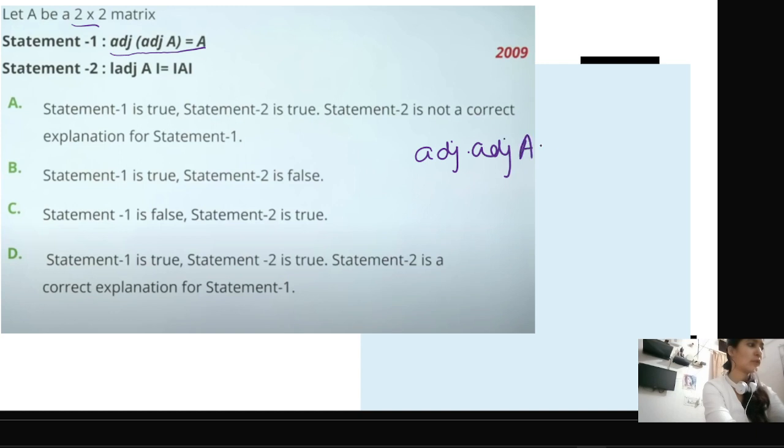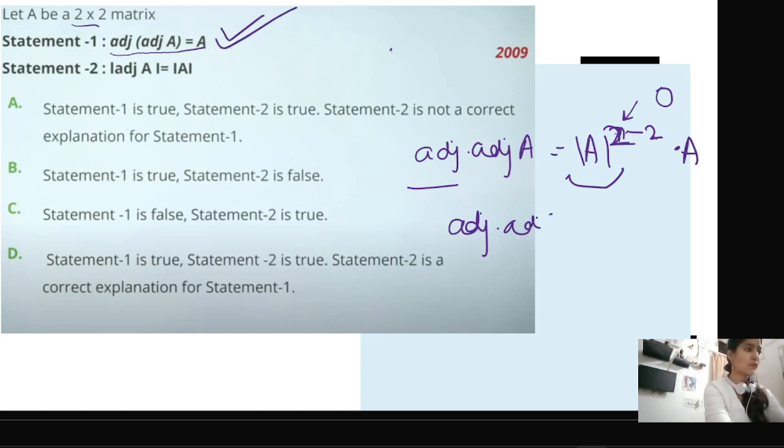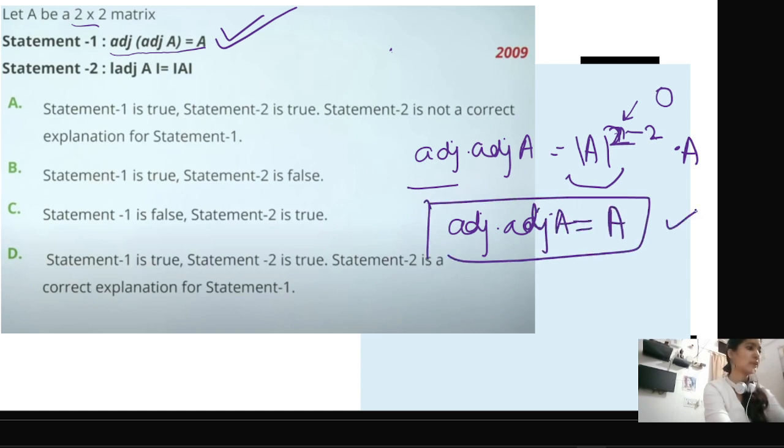The adjoint of A is equal to determinant of A raised to the power n minus 2. In place of n, when we write 2, 2 minus 2 gives us 0, and we already know that if we have power 0, we get 1. So this will become 1. From here we can say this statement is true, so adjoint of A is equal to A. Okay, so this statement is true, and the second statement is also true because we can use this property.